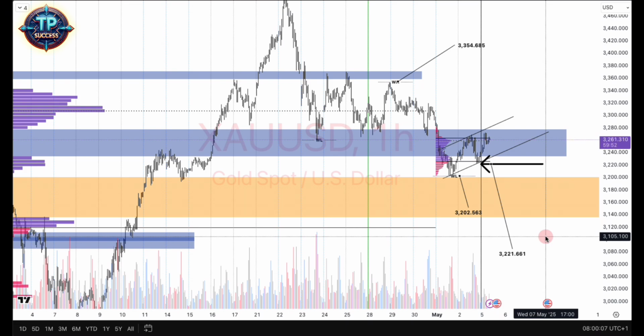And make sure that you're definitely using weekly lows and weekly highs to guide you through the market.